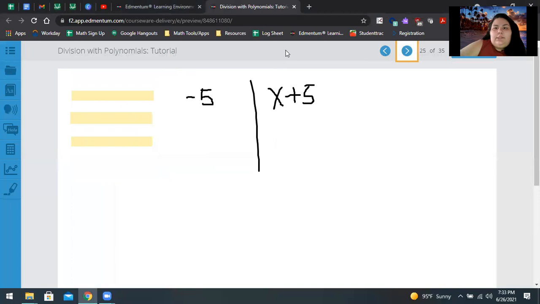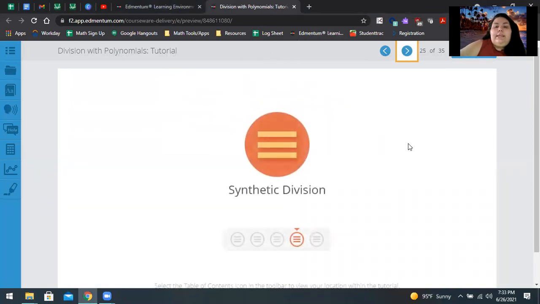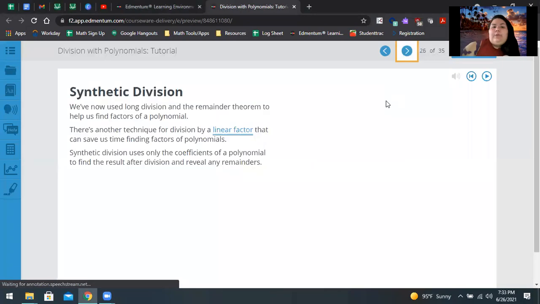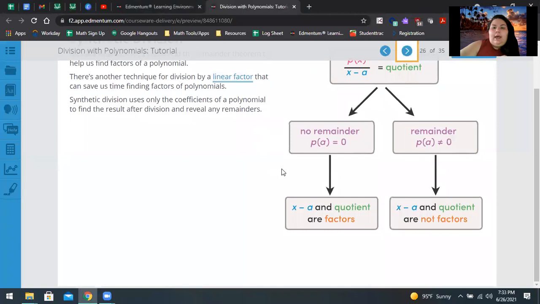Moving on to slide 25. So we're going to go ahead and talk about synthetic division. Now, synthetic division is going to be using a combination of the idea from the remainder theorem. We're still going to divide, but instead of using long division, we're going to use synthetic division. And the idea is that we only focus on the coefficients, and we can do a side-by-side comparison.